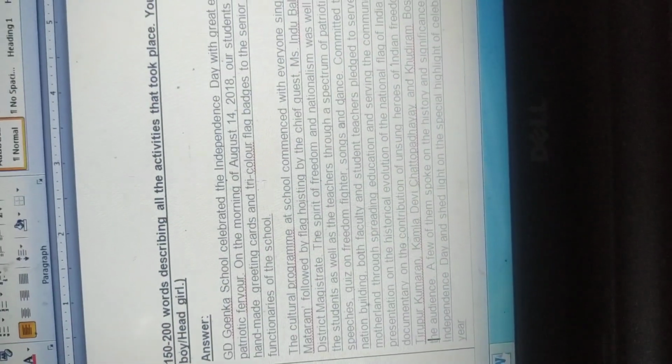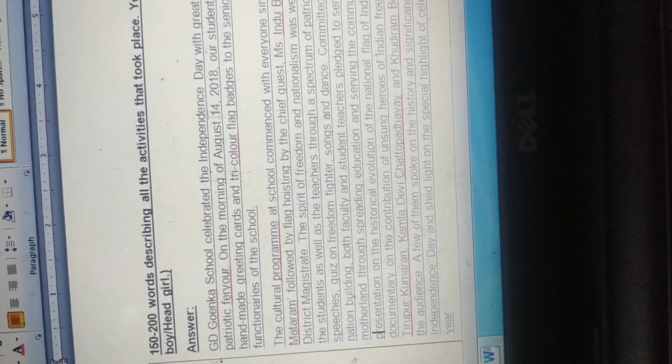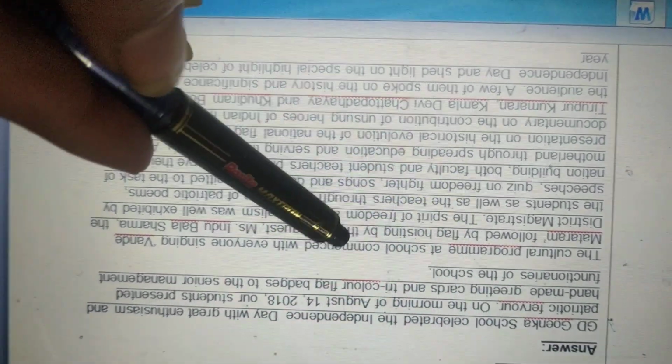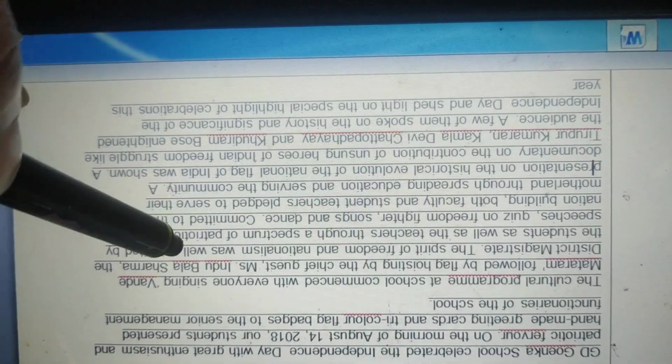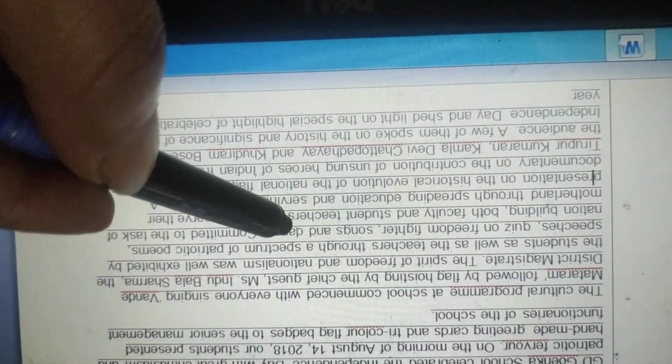See students, this is a report of a school event. GD Goenka School celebrated Independence Day with great enthusiasm and patriotic fervor. On the morning, this is the date given. Our students presented handmade greeting cards and tricolor flag badges to the senior management functionaries of the school. The cultural program at school commenced with everyone singing Vande Mataram. So this is the performance that happened. Now Mr. Indubala Sharma, the district magistrate.